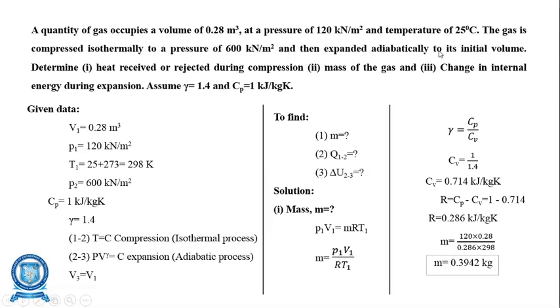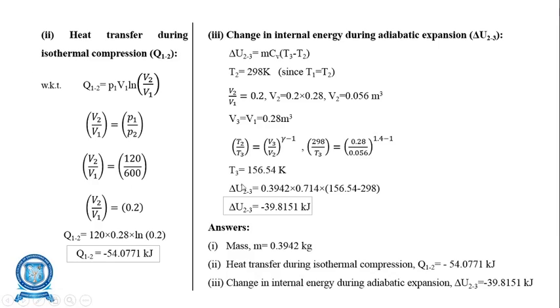The gas is expanded adiabatically to its initial volume. That means V3 is equal to V1, given in the problem. Therefore 0.28 divided by the V2 value. The V2 value we don't know, so we find it using the equation V2 by V1 is equal to 0.2. Here V1 is given in the problem, so V2 is equal to 0.2 into V1. From this you can find the value of V2 as 0.056 meter cube. Therefore both the V3 and V2 values are found.